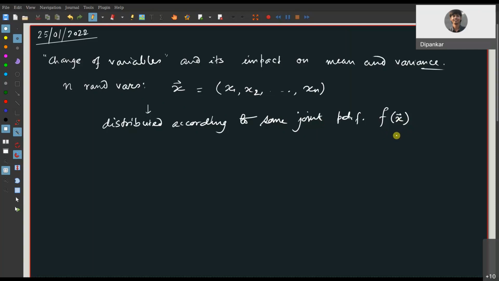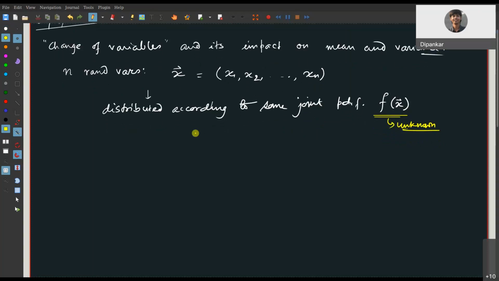Okay, and suppose this is not known. Okay, so suppose this is unknown. We do not know this joint PDF. What we know is the mean and the variance of these x's somehow by experiment or something. Okay, so but the mean and the covariance matrix are known.